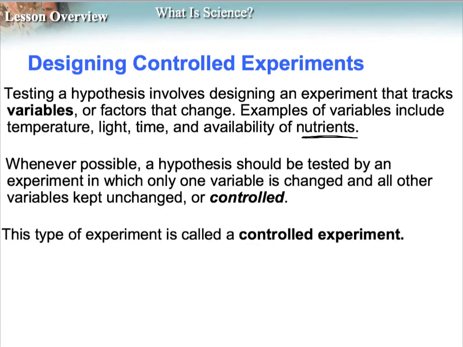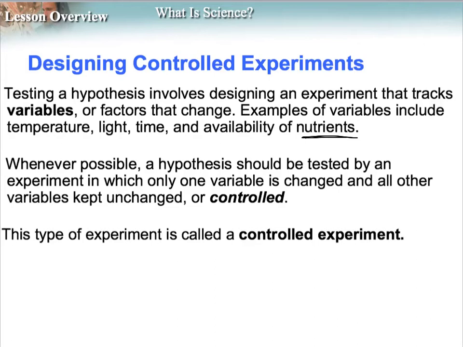Remember last week we learned about independent variables and dependent variables? So those are all things that can change. So whenever possible, a hypothesis should be tested by an experiment in which only one variable is changed. That's very important because if we change all the variables, like the light and the amount of water that it's getting, the type of soil that it's in, then we won't know which variable is causing the grass to grow taller.